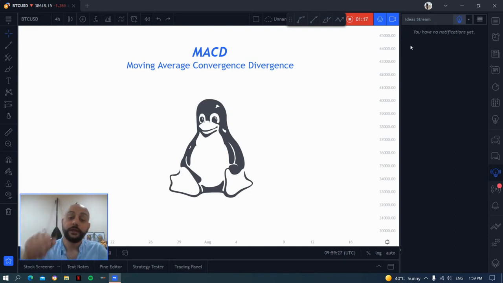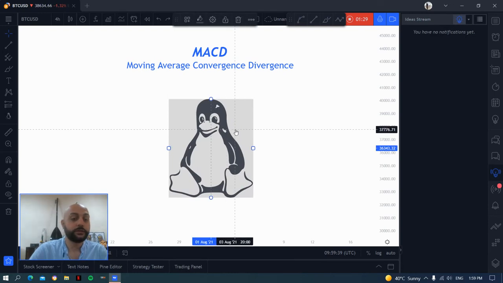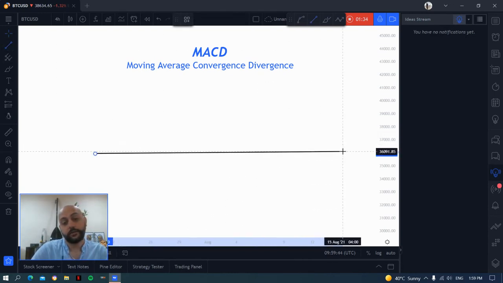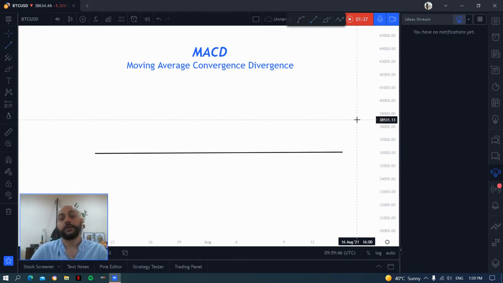So the MACD consists of four major parts. Remember those four: the zero line, the MACD line, the signal line, and the histogram. Now we're going to talk a little bit about each. So let's start with this line right here. The zero line is where the MACD line and the signal line usually move around. If the MACD is above the zero line, that means the market is bullish. If the MACD is below the zero line, that means the market is bearish.